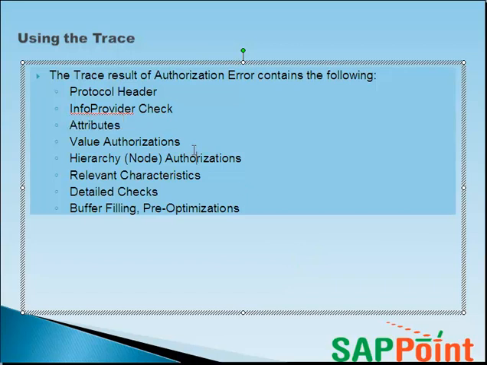The next block we have in the log is the value authorizations. Here the list of authorized values on a characteristic is represented. Now it is possible to check whether this is the expected result. In some cases, the authorized values are displayed as integer numbers, which are also called the surrogate IDs or the SIDs. This may be the case where also leaves of hierarchy nodes are required.